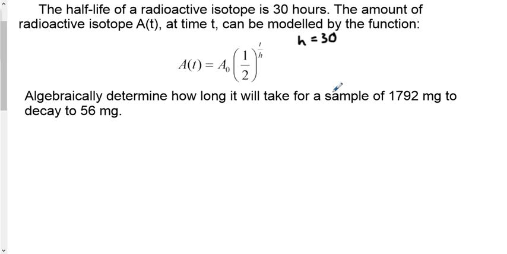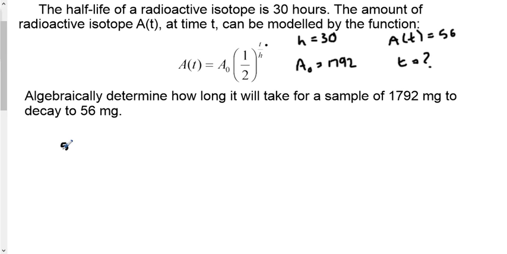We also know that the initial amount is 1,792 milligrams. That's the A0 there, 1,792. And what I'm looking for is how long will it take to decay to 56. So in this case, A of t, that final amount, is 56. So the unknown that I want to find here is t, because it's asking me how long this process is going to take. So I'm going to fill in those values now in the equation I'm given above.